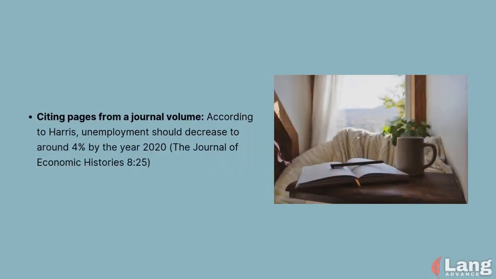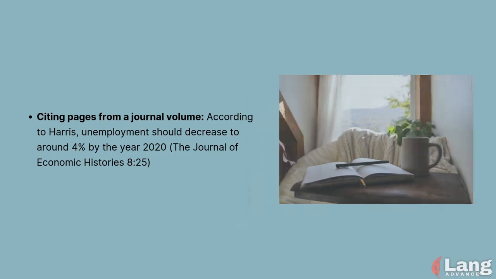Citing pages from a journal volume. According to Harris, unemployment should decrease to around 4% by the year 2020. The Journal of Economics Histories 8:25.